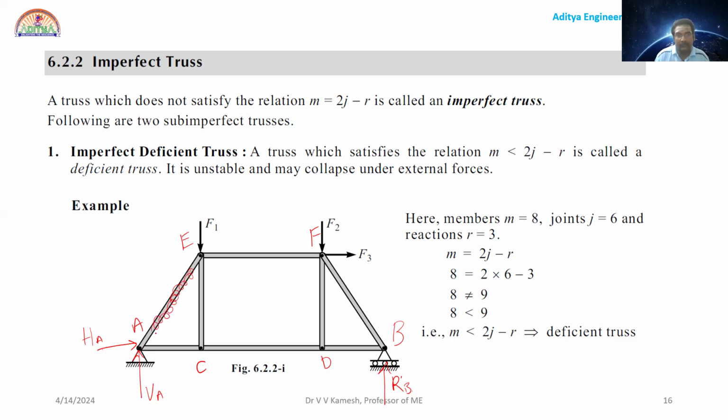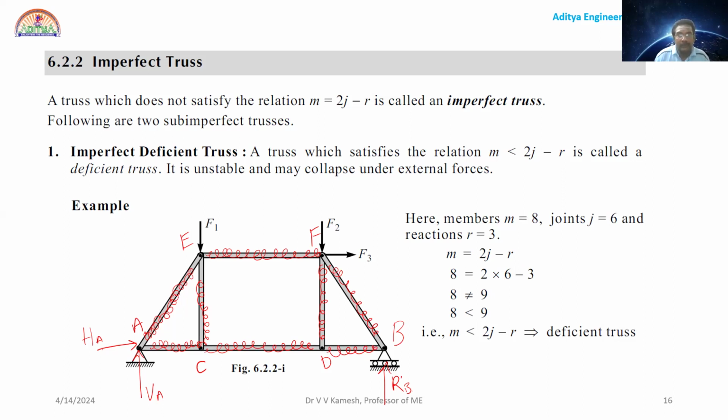So you look at this, I am marking them. AE, one member. Next, CE, second member. AC, third member. Now EF, fourth member. DF, fifth member. CD, seventh member. FB, eighth member. And DB, ninth member.